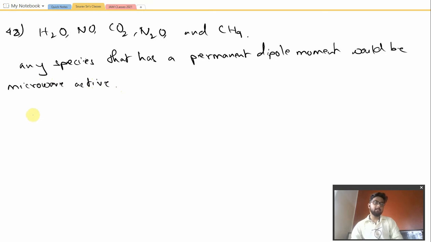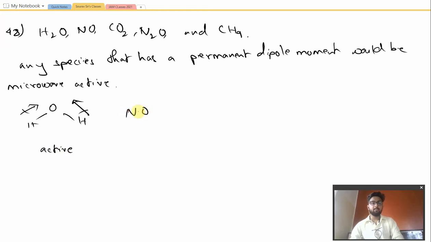Now, let us look at the individual structure for the given questions. Firstly, look at H2O. This has a permanent dipole moment towards the oxygen center. So, this is active.